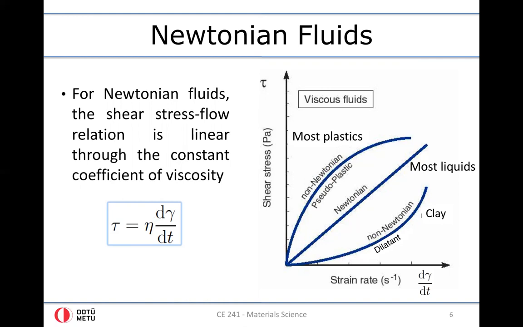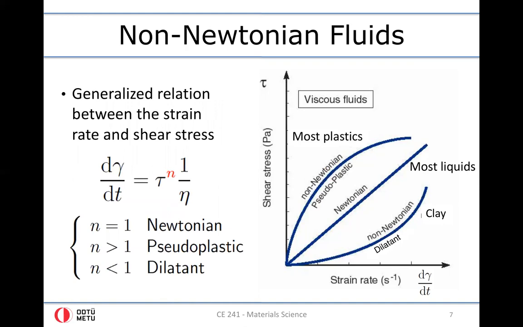But in nature, in practice, there are also fluids that are not Newtonian. We call these fluids non-Newtonian fluids. These fluids can be classified as pseudoplastic or dilatant. The ones that are denoted by pseudoplastic in this diagram are also referred to as shear thinning materials. The reason is that when you increase the rate of the strain, the slope of this curve gets smaller and smaller. Therefore, we call these kinds of materials shear thinning materials.